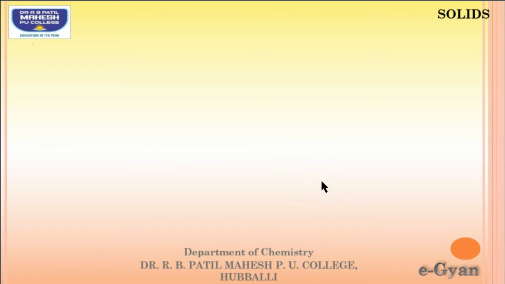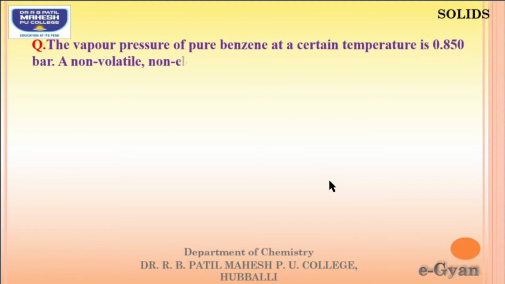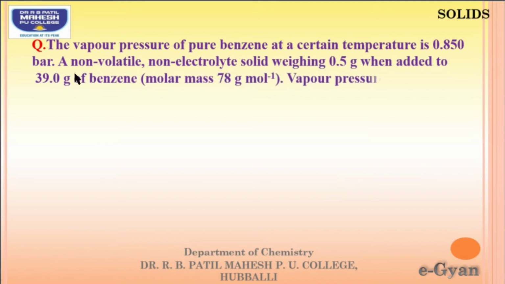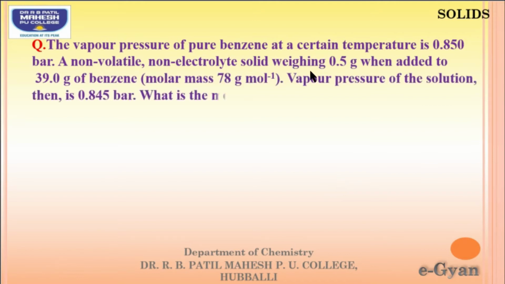First one: the vapor pressure of pure benzene at a certain temperature is 0.850 bar. A non-volatile non-electrolyte solid weighing 0.5 gram, when added to 39 gram of benzene, molar mass of benzene 78 gram per mole, gives a solution with vapor pressure 0.845 bar. What is the molar mass of the solid substance? We have to calculate the M2.